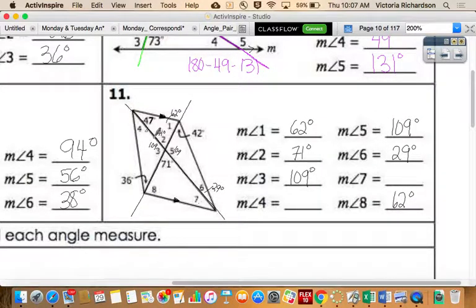And then I could do the same thing on this side. If this angle is 47 degrees, the one on the opposite side of the line at the bottom is also going to be 47. So angle 7 is 47 degrees. And then last but not least, angle 4, subtract 180 minus 36 and 109, and you get 35.